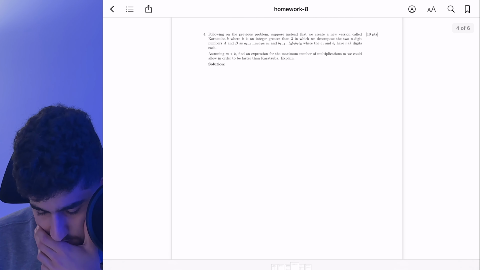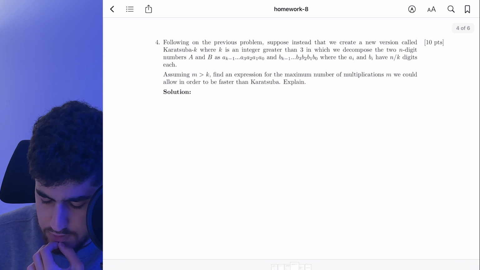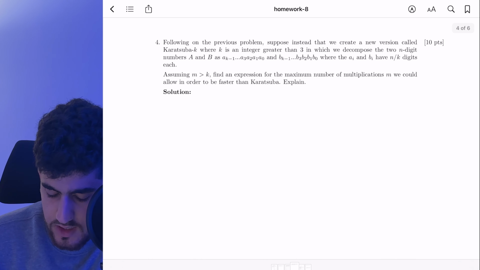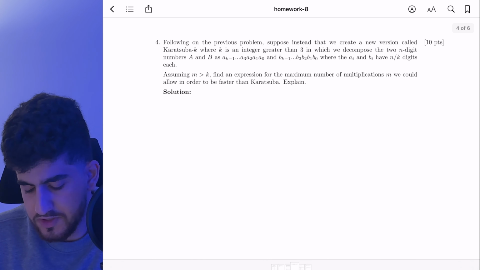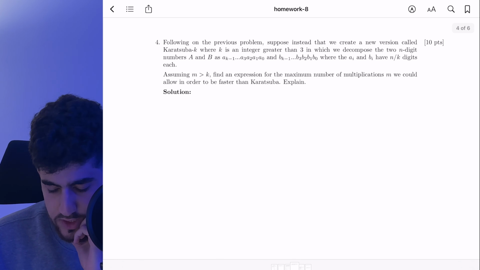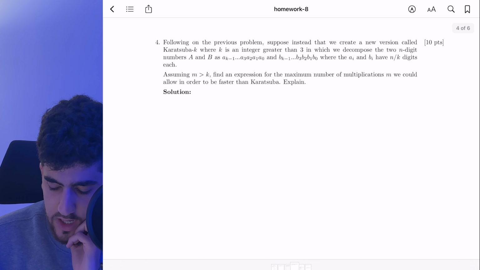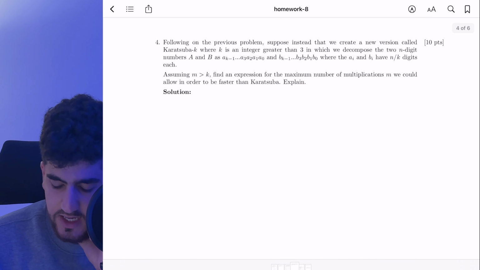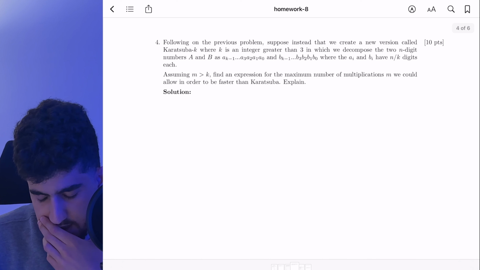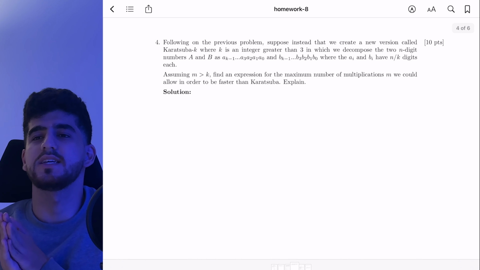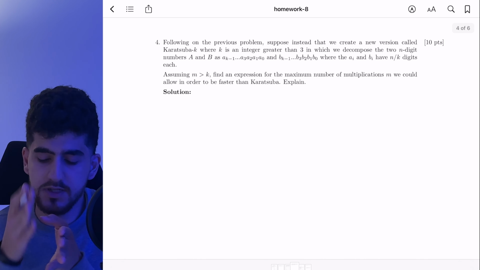Okay, let's move on to the next one. Following on the previous problem, suppose instead that we create a new version called Karatsuba K, where k is an integer greater than 3, in which we decompose the two n-digit numbers a and b as a_{k-1} to a_0 and b_{k-1} to b_0, where a_i and b_i have n over k digits each. So instead of splitting into 2 parts or 4 parts, this time you split into k parts.